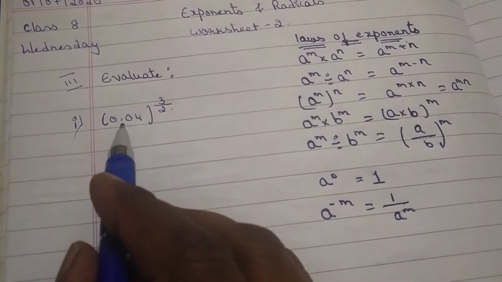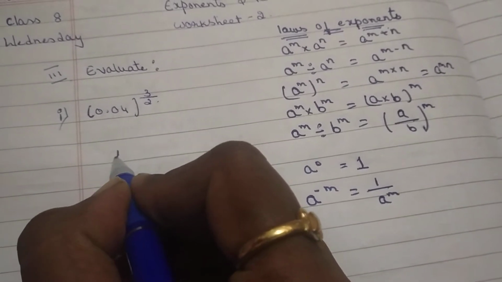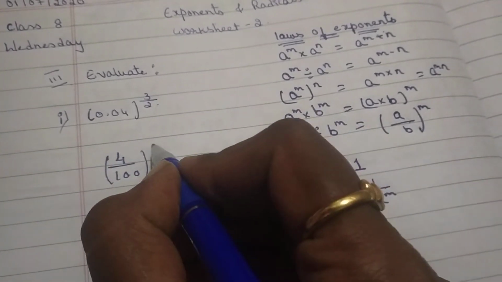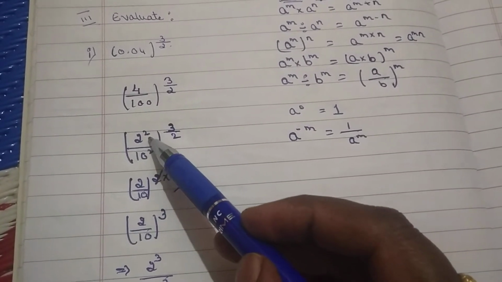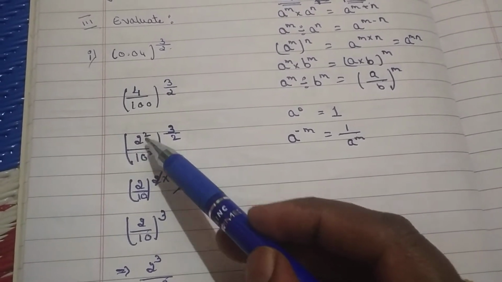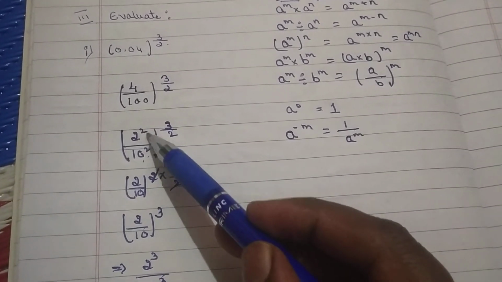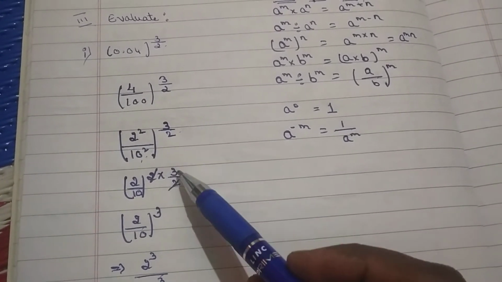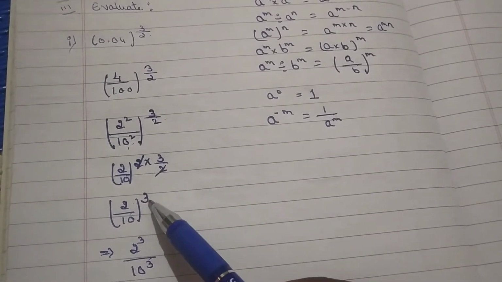First, we'll convert 0.04, which is in decimal, into the form of a rational number. That is 4 divided by 100 whole to the power of 3 by 2. We know that 4 is a perfect square of 2 and 100 is a perfect square of 10. Therefore, it can be written as 2 square by 10 square. By applying the laws of exponents, since the power is the same, we can write 2 by 10 whole to the power of 2 into 3 by 2. Then this 2 and 2 get cancelled. Left out is 2 by 10 whole cube.